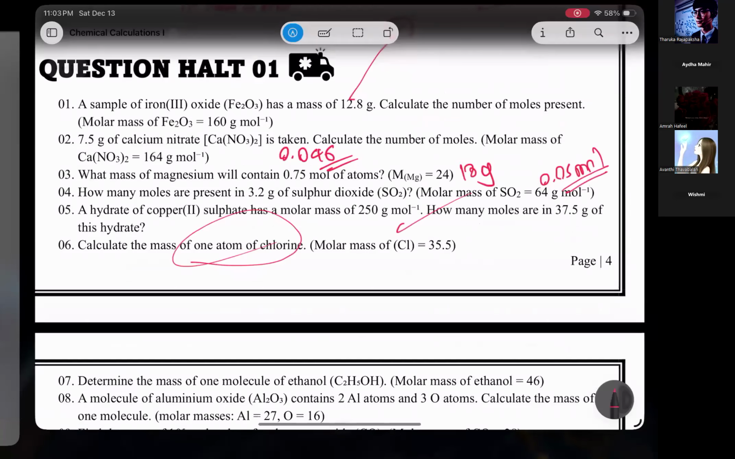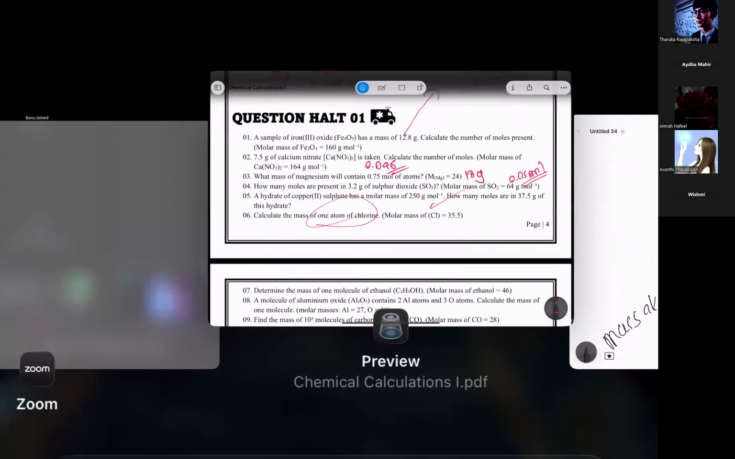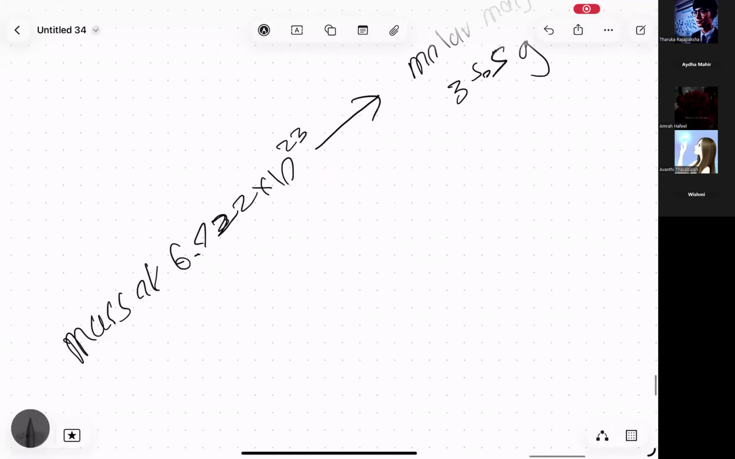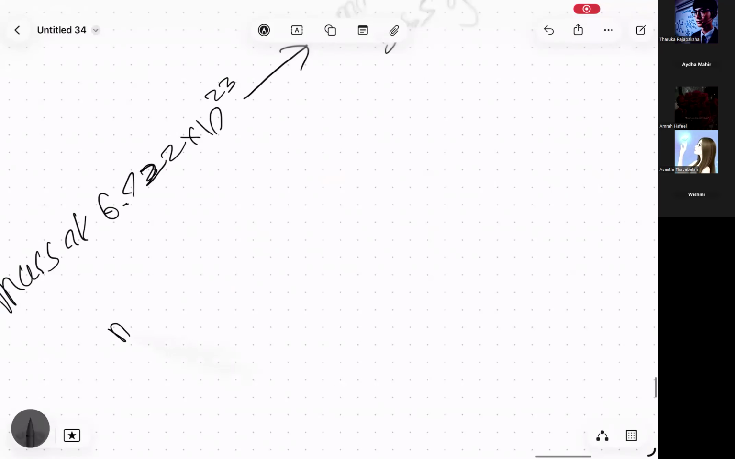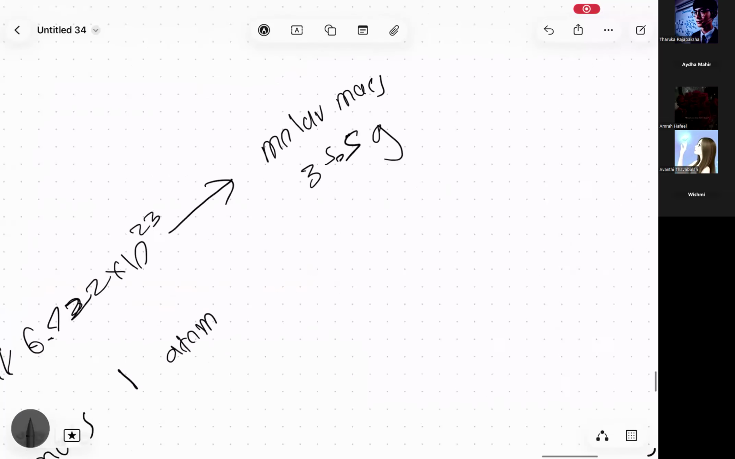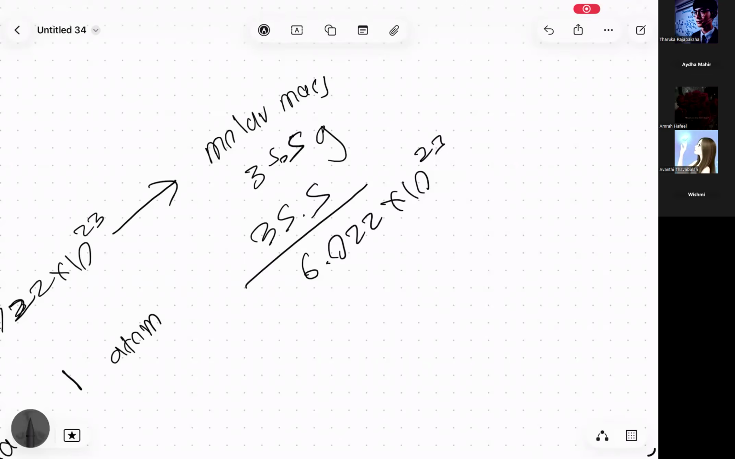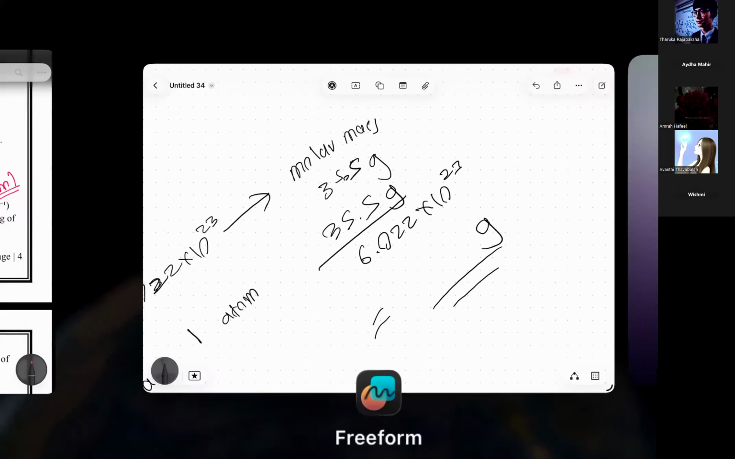35.5 grams is the mass of 6.022 × 10^23 atoms. They're asking for the mass of one atom. Can you divide this? 35.5 divided by 6.022 × 10^23, and you get an answer. That's going to be the answer, in grams.